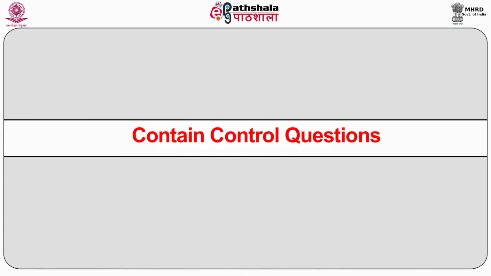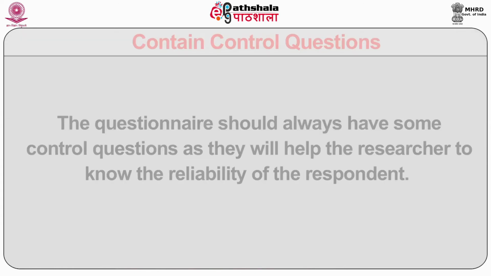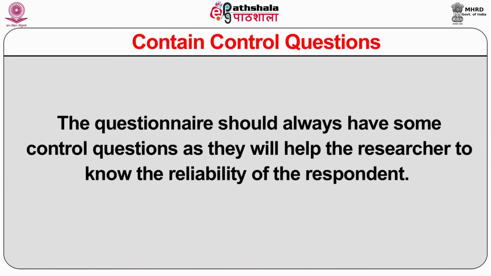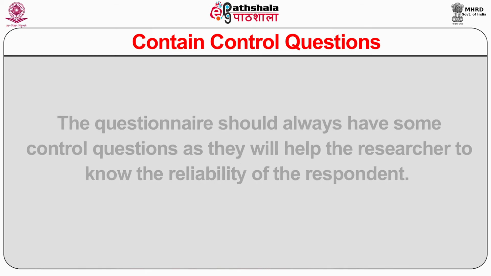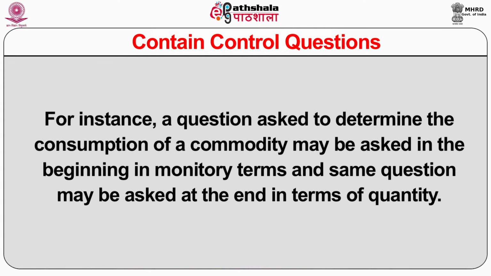Number 4. Contain control questions. The questionnaire should always have some control questions, as they will help the researcher to know the reliability of the respondent. For instance, a question asked to determine the consumption of a commodity may be asked in the beginning in monetary terms, and the same question may be asked at the end of the questionnaire in terms of quantity. This will help the researcher cross-check the information given by the respondent.